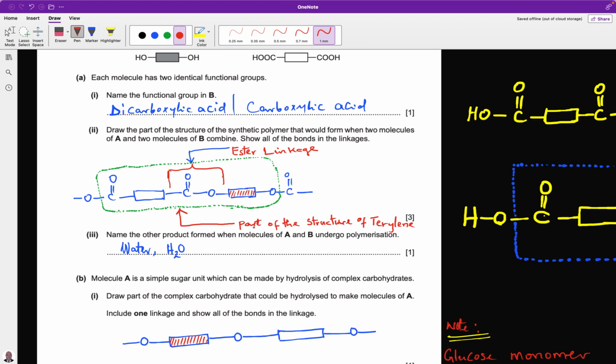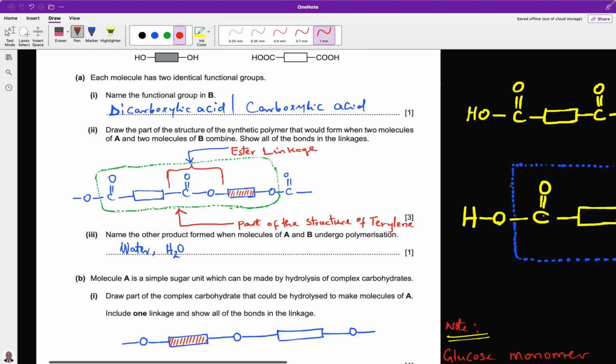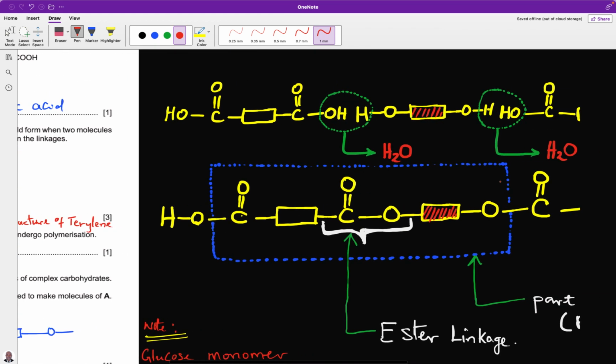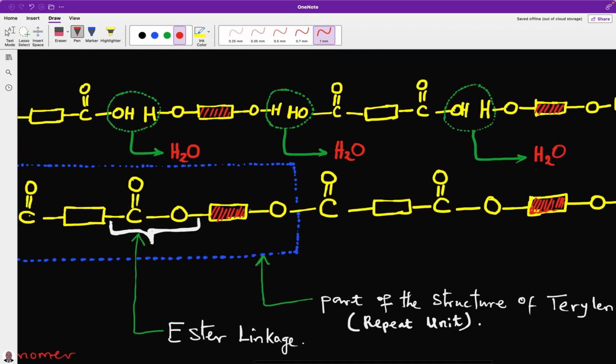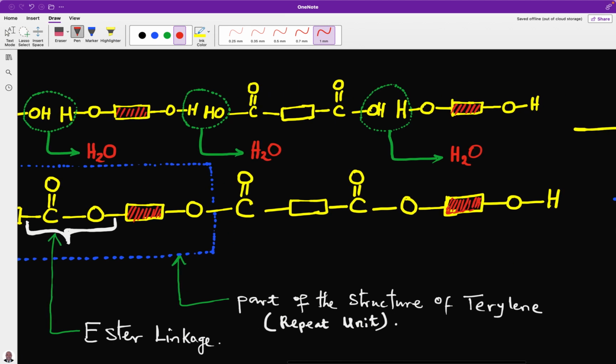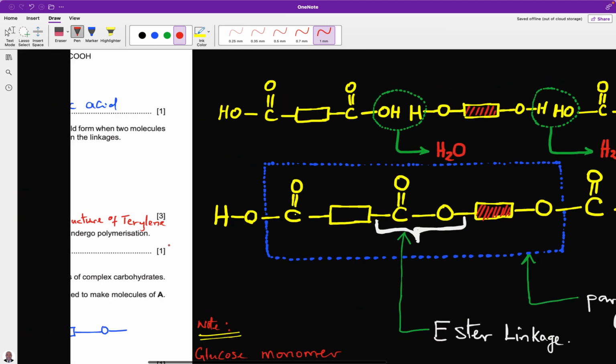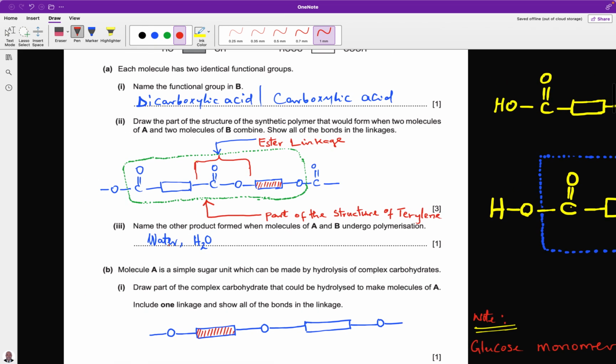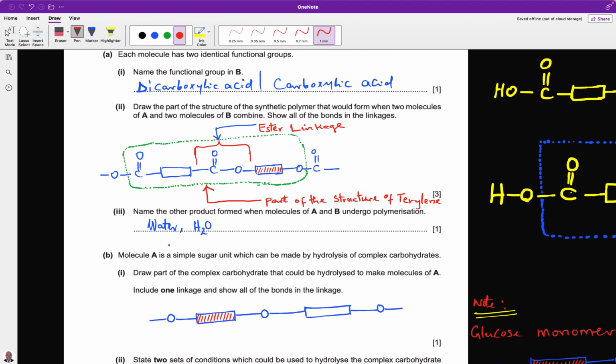And that's why I say this is part of the structure of pyrroline. This is a repeat unit of it. Draw part of the structure of the synthetic polymer that will form when 2 molecules of A and B combine. So this is part of it. If you look carefully, this is part of it, and this other section is the rest of it. So that is how you are supposed to write, and if you did it like that, you have 3 marks.